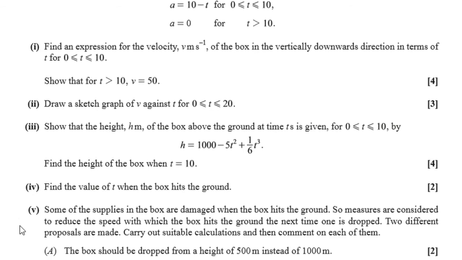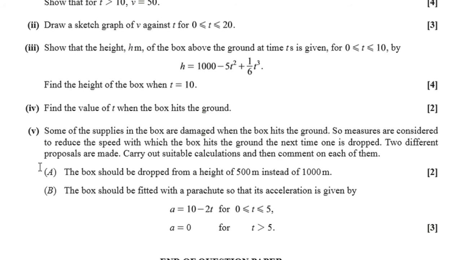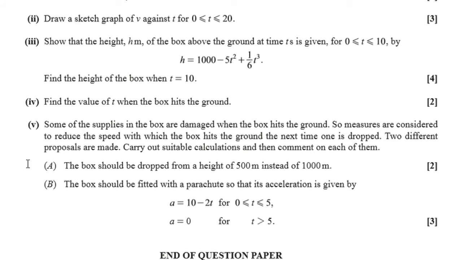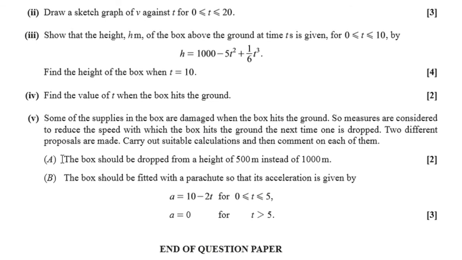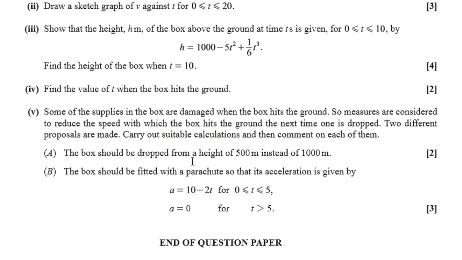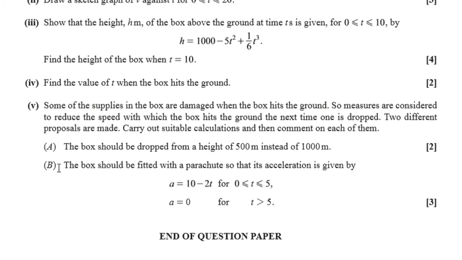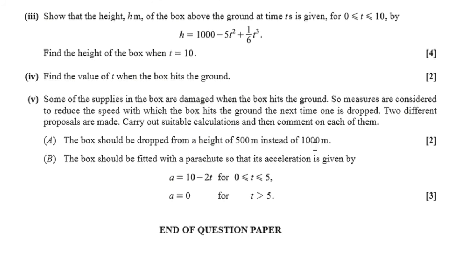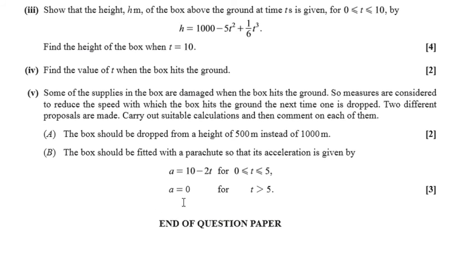Part 5, split into A and B. Some of the supplies are damaged when the box hits the ground, so measures are considered to reduce the speed. So carry out suitable calculations to see how much the speed is dropped. Part A is just decrease the initial height. Part B is give it a parachute so that the acceleration looks sort of like this.